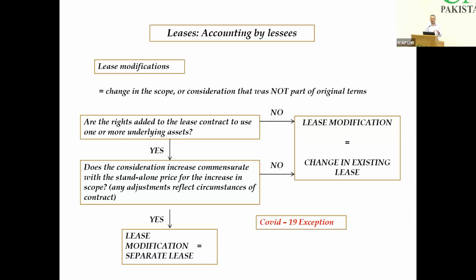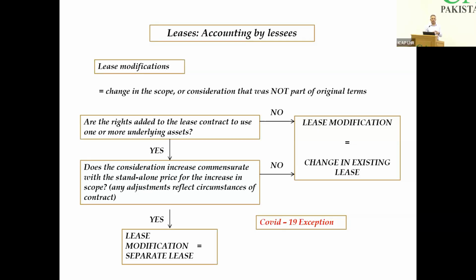The new lease contract, or the additional part of the contract, will be a new lease, and there will be no change in the accounting of the old asset or the old part of the lease contract. If the answer to the first question is no, it means there is not an increase in the scope. It is basically a reduction in the scope, or there is a change in the price. All these areas will result in a no answer to the first question. Then it's a lease modification. Clear? It means this modification is part of the existing lease contract.